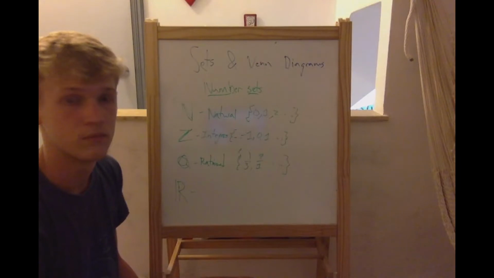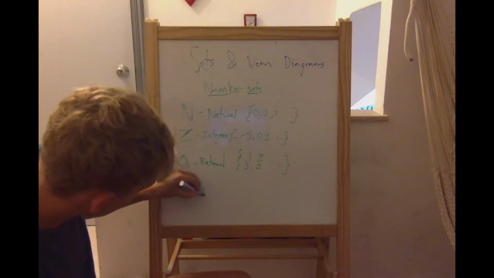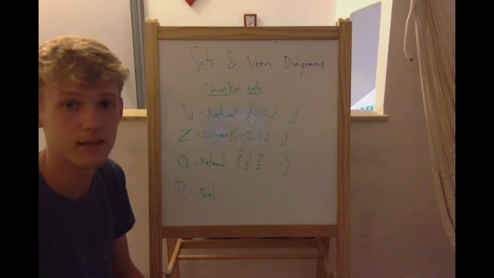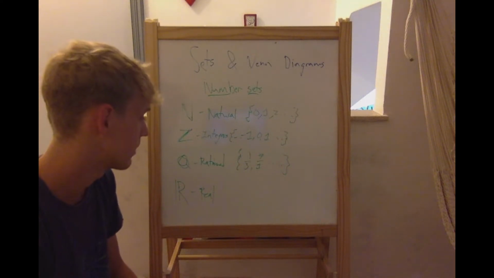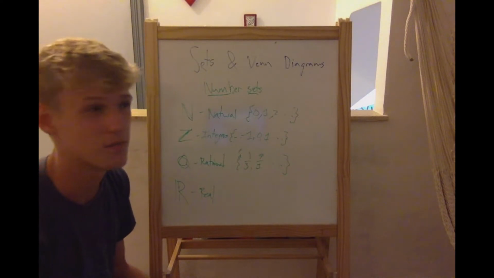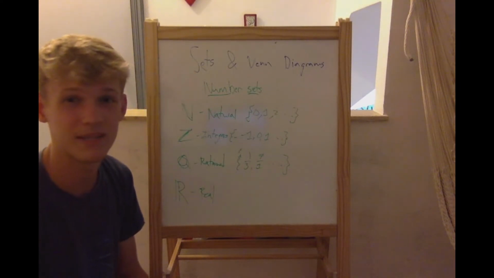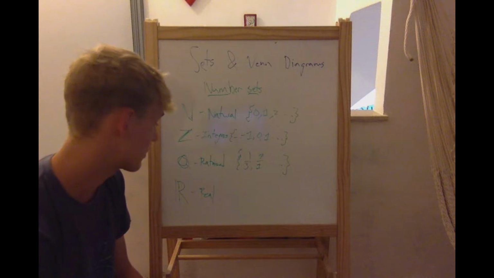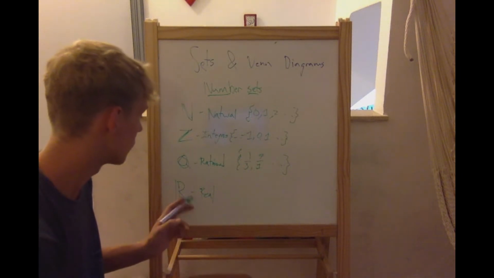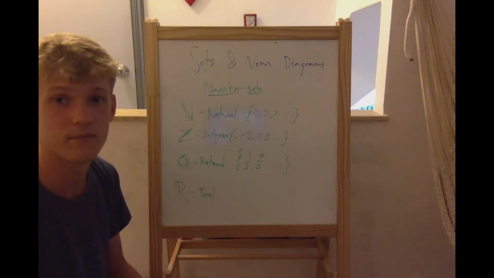That's rational. And then real is a bit strange, but is basically anything that can be placed on the number line. So that is irrational numbers, root 3, that includes pi, includes basically everything except imaginary numbers, but we don't need to know that yet. So real, that's basically everything.